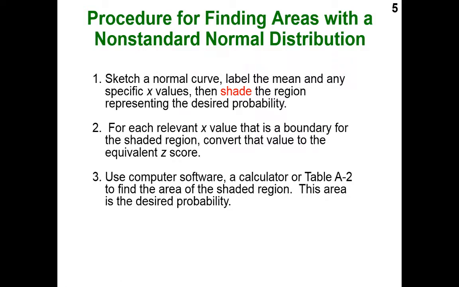One of the things that always helps is a picture. So when you're finding areas with a non-standard normal distribution, it's always good to start with a sketch. You label the mean and whatever the specific value of x is that you're looking for. Then it's always good to shade the region that represents the desired probability. And we know from Excel, if it's the probability to the left, then Excel's set up to answer that directly. But if it's the probability or the region to the right, then we have to use the complement. We're going to have to use 1 minus.